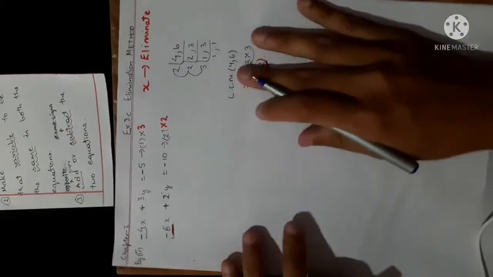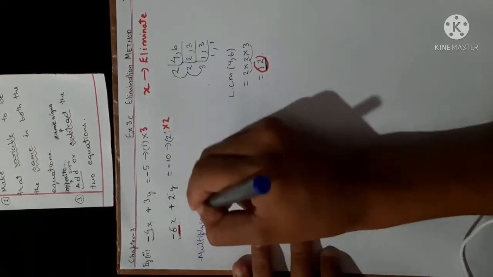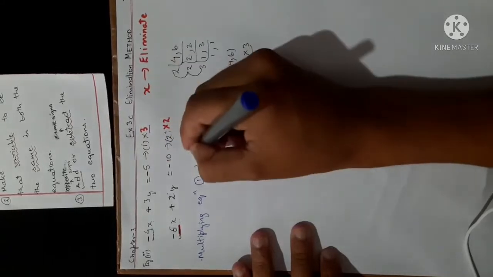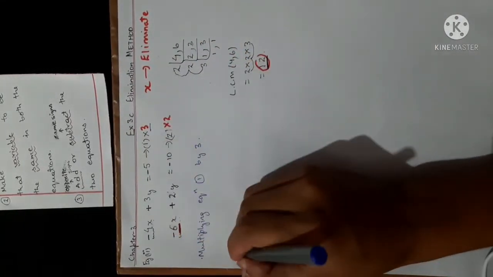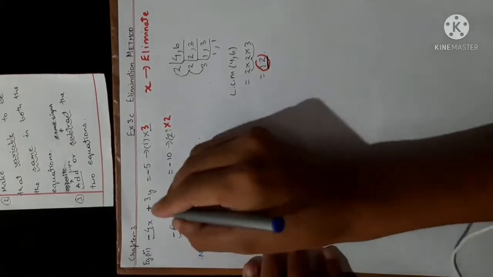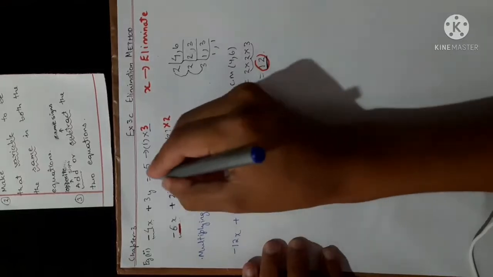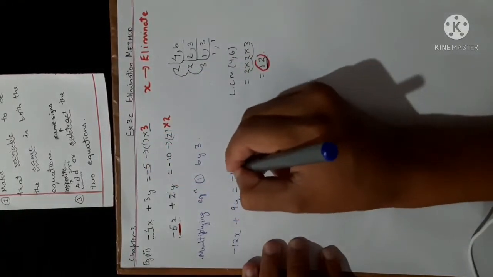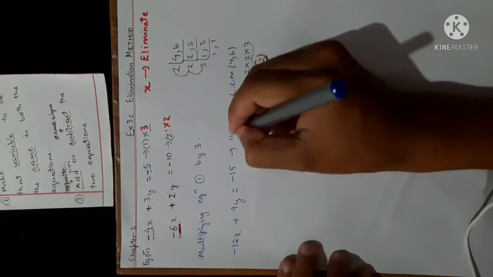So now we multiply them. Multiplying equation number 1 first by 3, we get 3 multiply minus 4x, we have minus 12x, plus 3 multiply 3y equal 9y, equal 3 multiply minus 5 equal minus 15. Let this be equation number 3.